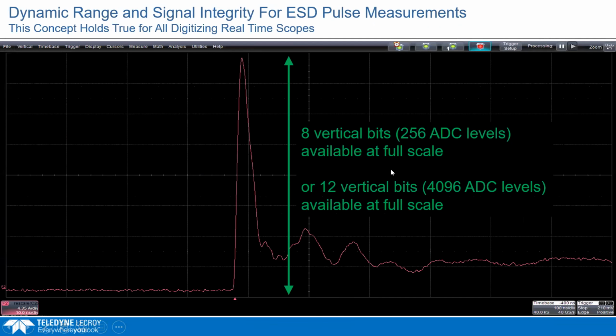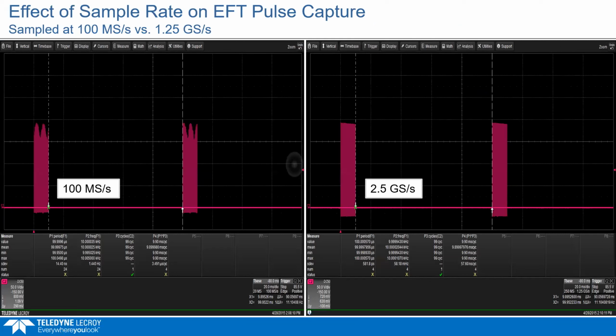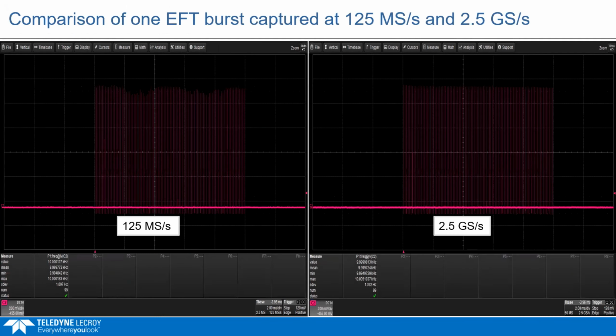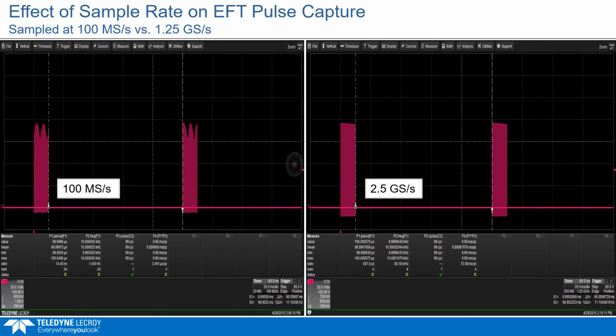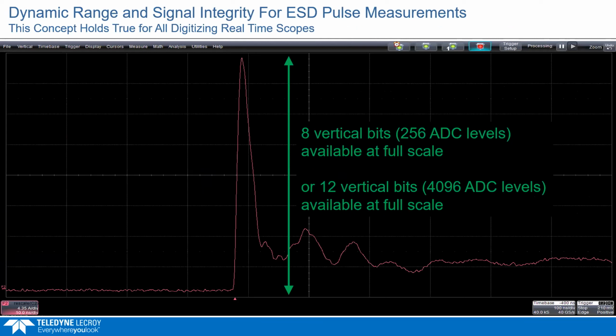So that's kind of a quick overview on something that actually happened in the lab when I first hooked up to it. And I kept it as an example because I thought it was interesting just how much oversampled it needed to be. And a related note, because we're talking about a horizontal phenomenon of sample rate, is that it's also an issue if the vertical scaling on an EFT or ESD pulse or even a surge pulse is captured.